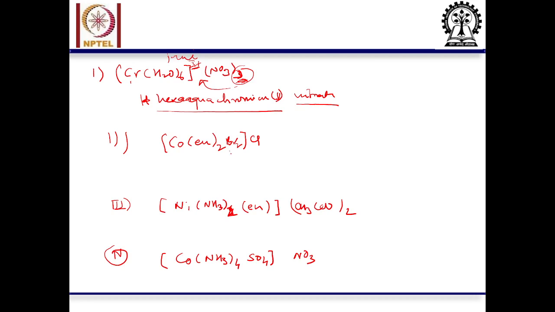So here two bromine and one Cl minus. So the oxidation state of the metal is 3. So as is written, bis(ethylene diamine)... what is that? Cobalt(III) chloride.